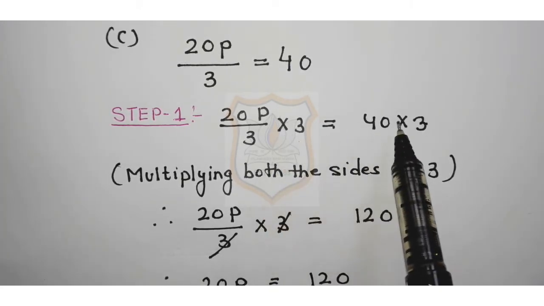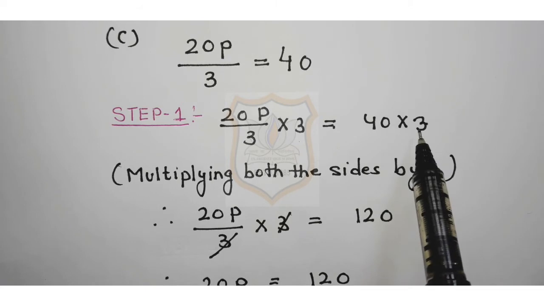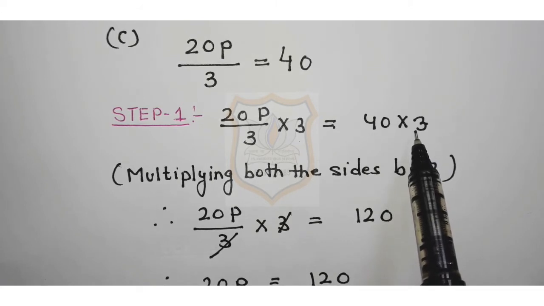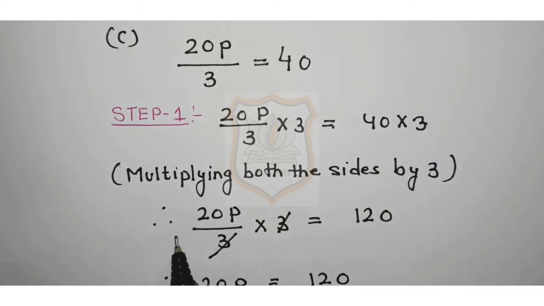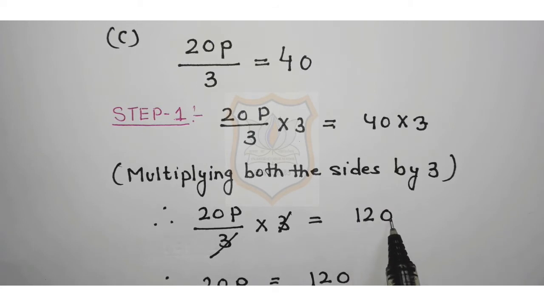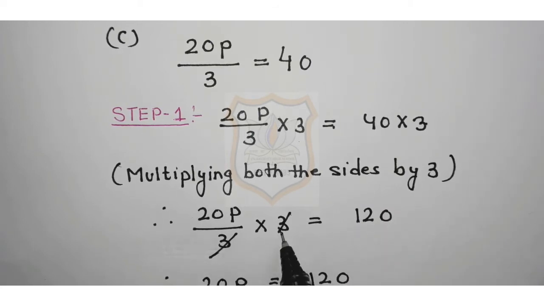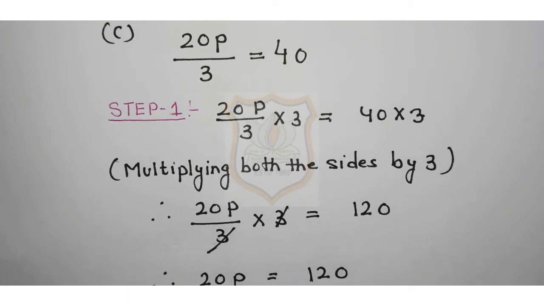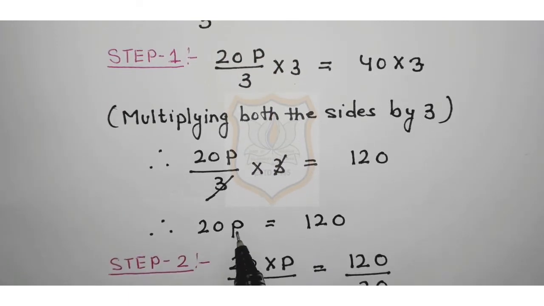Both sides of the equation are multiplied by 3 to maintain the equality. Therefore, 20p upon 3 multiplied by 3 is equal to 40 into 3, that is equal to 120. Now the 3s both cancel out, therefore 20p is equal to 120, because 20p is remaining. So 20p is equal to 120.